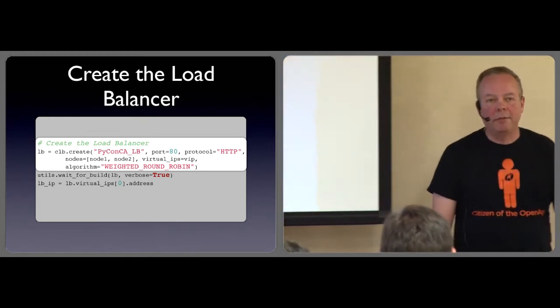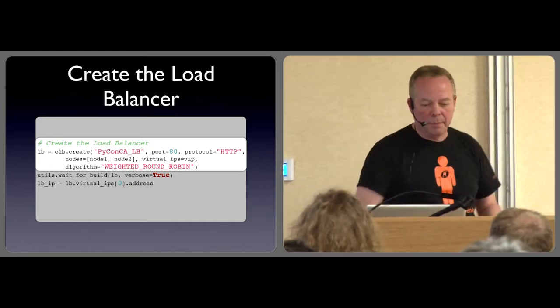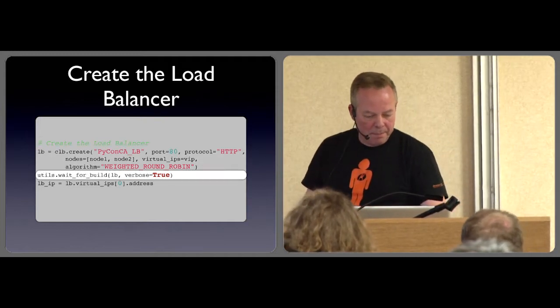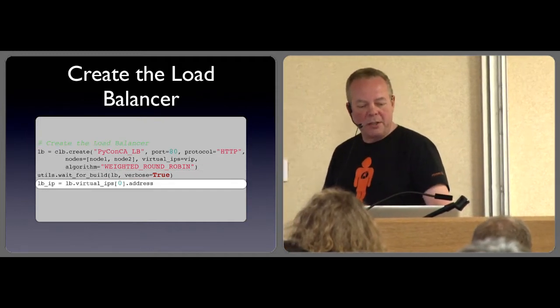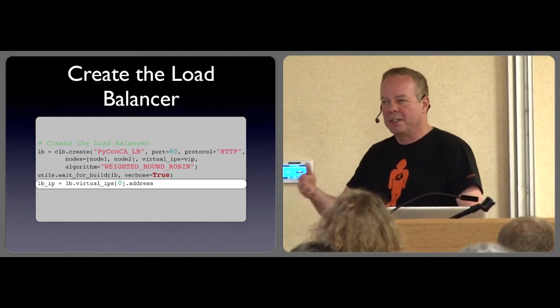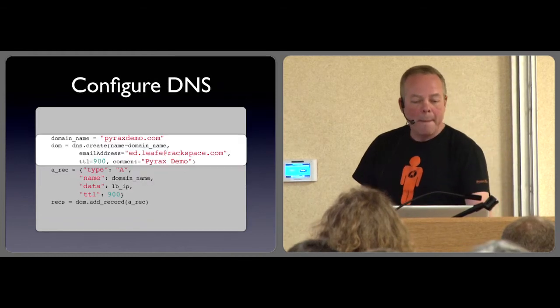In this case, it's a weighted round robin, so it'll just allocate the requests according to the weights of the different nodes. You wait for that to build, and now you grab its address once it's built. That address is one of those things that isn't assigned until the thing is actually created in the cloud.